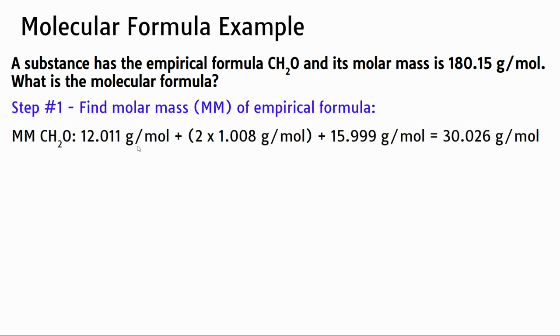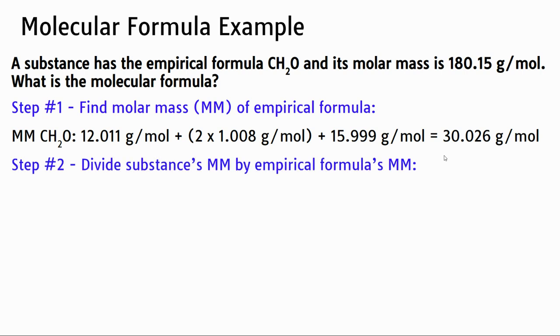So I did this kind of all in one line here, but the molar mass of the CH2O, let's break it down. This first one is carbon. There's only one of them. We're going to add that to two hydrogen atoms' molar mass. And then we'll finally add that to one oxygen's molar mass. And you'd get a molar mass of 30.026 grams per mole. So now I have two numbers that I can compare. I have the molar mass of the actual compound, and I have the molar mass of the empirical formula.